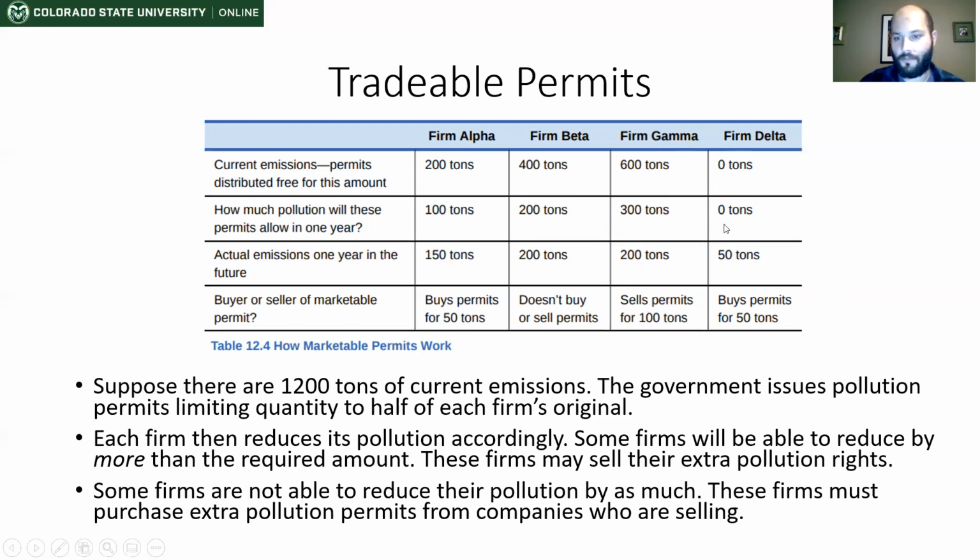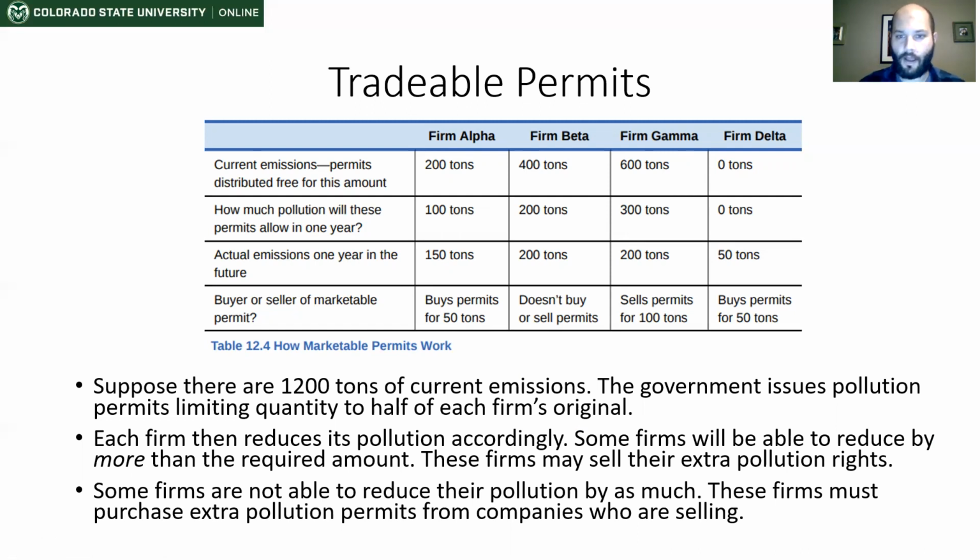And then we have this firm delta over here. Maybe they want to do some polluting. Maybe they want to come into a market and start producing. They need pollution permits in order to do that. So then they can buy some of firm gamma's extra pollution permits. All right, so that's how this works.